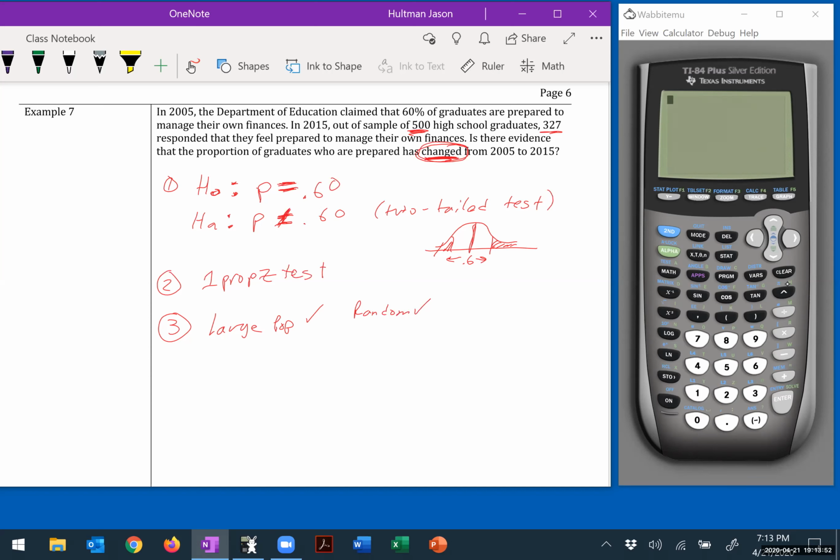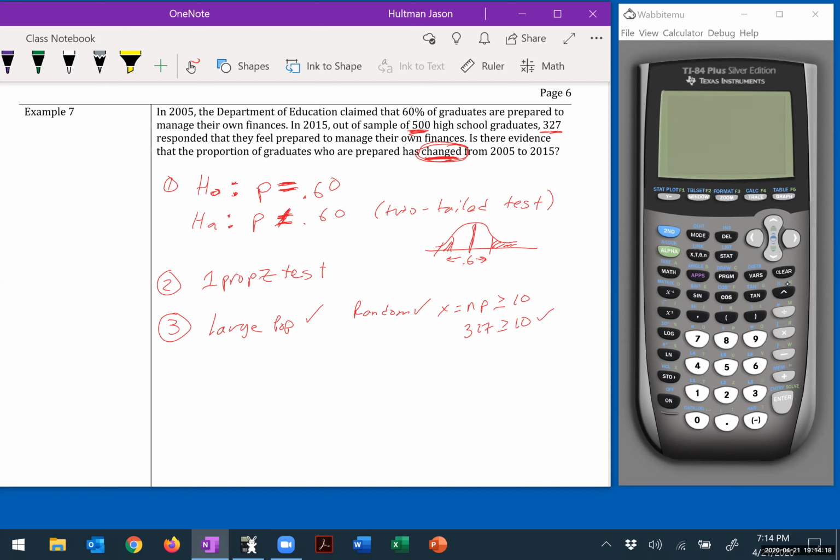Is n times p greater than or equal to 10? Well, what is n times p? n times p is equal to x, and x is the number of successes. So that's 327. So yeah, I would say that 327 is greater than or equal to 10.